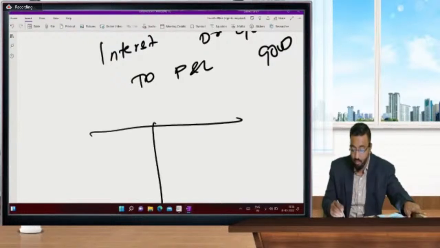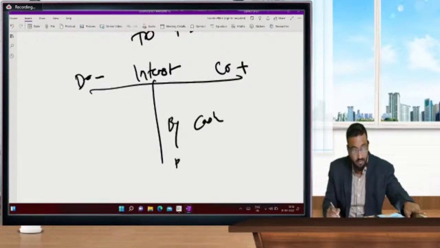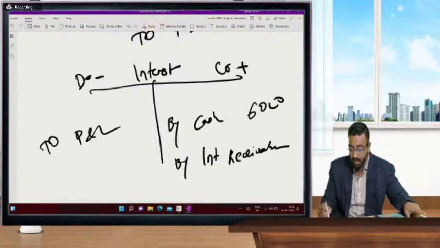So beta, if you look at this interest account, how it is prepared: it is credit plus, debit minus, because it is income. So it will be by cash, by interest receivable, and to P&L. It will be 6,000, 3,000 and 9,000 here.